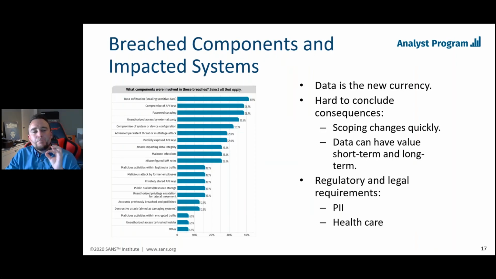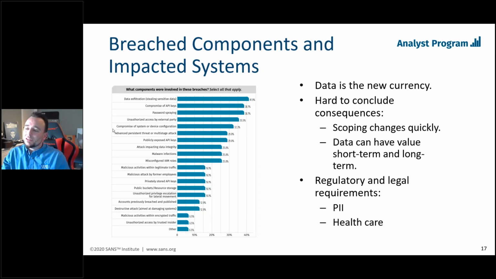All right. Now, breach components and impacted systems. Data, as I said, is the new currency. When we look at what components were involved in these breaches, we see that data exfiltration, stealing sensitive data, is a huge component of incidents. I mean, that's what they're after. Unless they're after stealing, say, your Bitcoin wallets, or running ransomware, or running cryptocurrency miners, what would they otherwise be looking for? And this is very typical data. The Thailand CERT has this beautiful threat actor encyclopedia where they map out a bunch of the different threat actors out there today, all the different APT groups and so on. And their primary motivation is information theft and espionage.